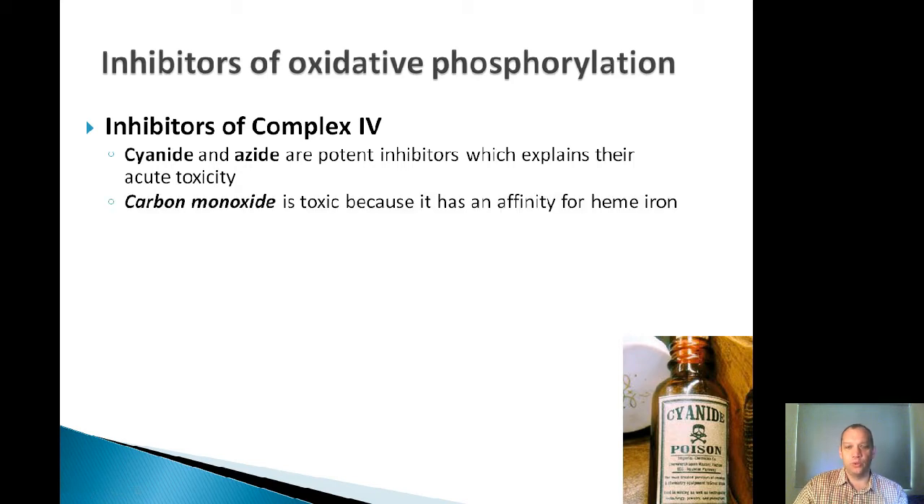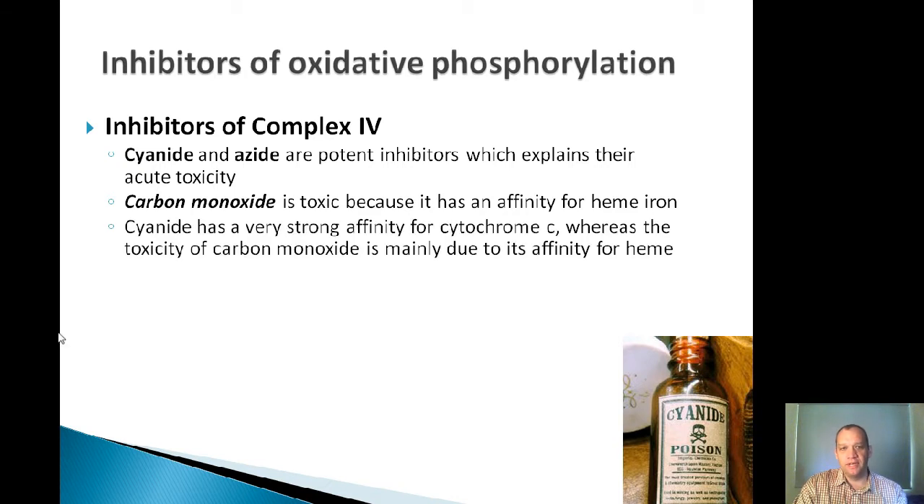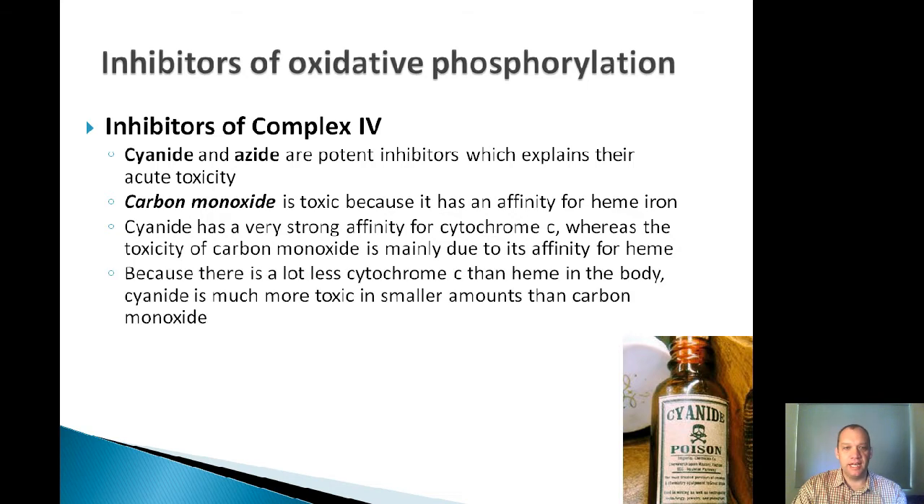Carbon monoxide is also toxic to complex 4 because it has an affinity for heme ions. However, cyanide has a very strong affinity for cytochrome C, whereas the toxicity for carbon monoxide basically comes from this affinity towards heme. And because there is a lot less cytochrome C in the body compared to heme, cyanide is much more toxic, so you need a much smaller dose of cyanide to be lethal compared to carbon monoxide.